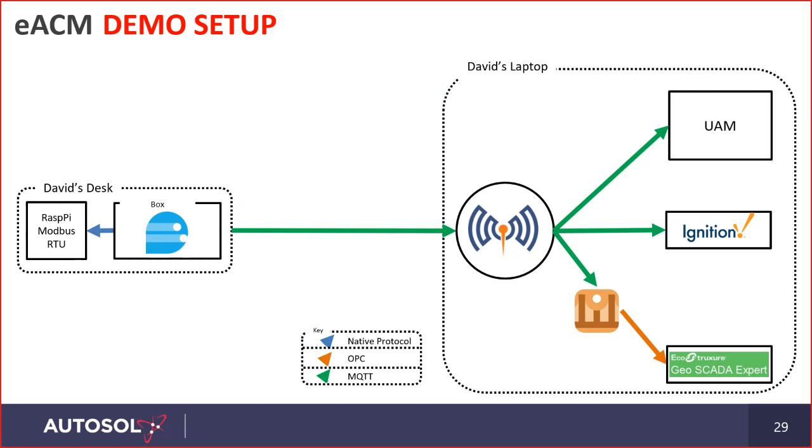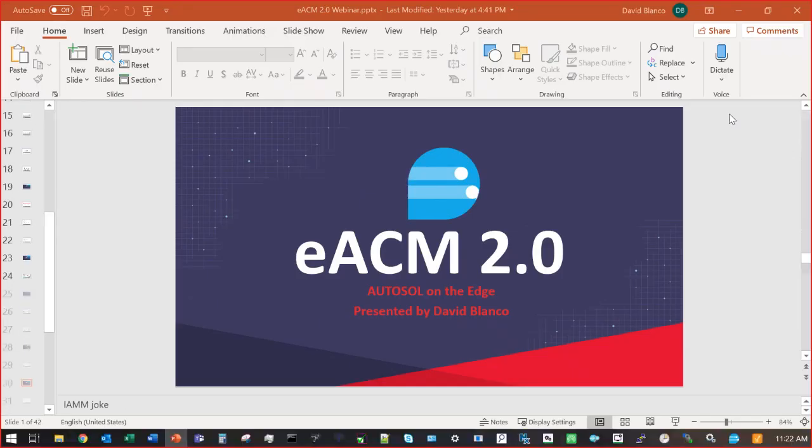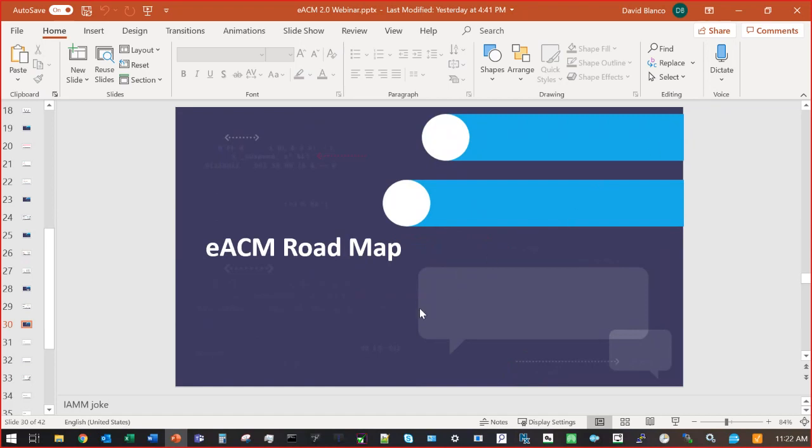I have a box that I won't name who that is running Edge ACM. Edge ACM is converting that data into MQTT Sparkplug B, passing it up to a local Mosquitto broker, where it is then being consumed by 3 clients. 1, Universal App Manager, 2, Ignition with its native MQTT driver, and then I've actually got a 2017 version of Geoscada that is going to be using the bridge to communicate. So without further ado, let me change what screen I'm sharing.